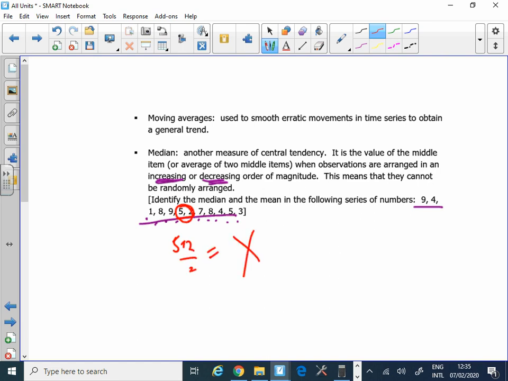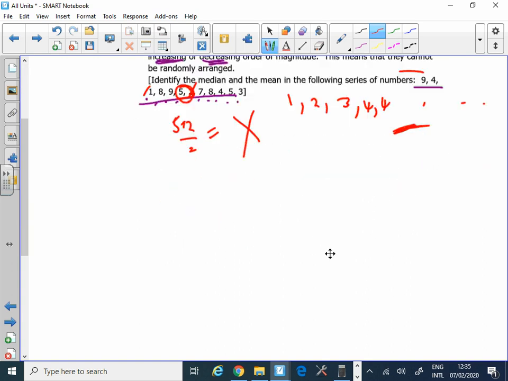First, you need to arrange them in ascending order. Start with 1, followed by 2. How many 2s are there? I can only see 1. Okay, I'll just cancel that. How many 3s are there? 1 three, 2 fours, and so on. Only after that are you going to take the middle numbers and add them together.